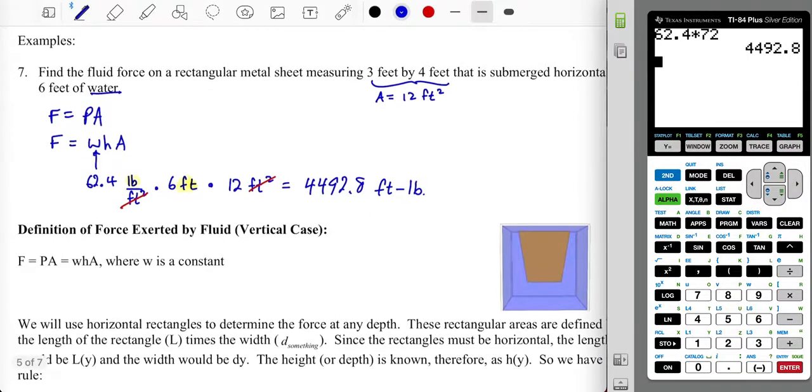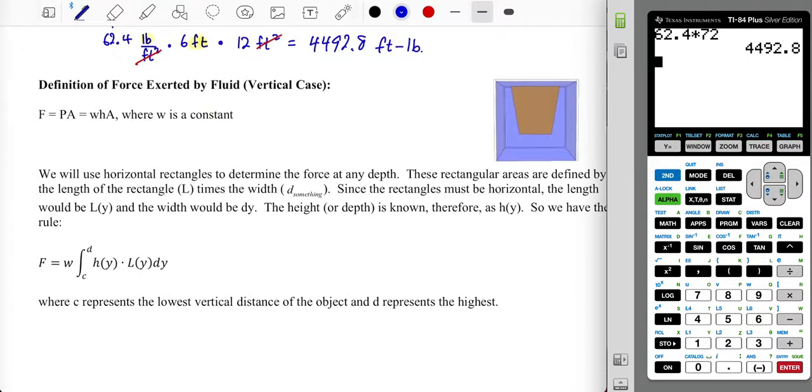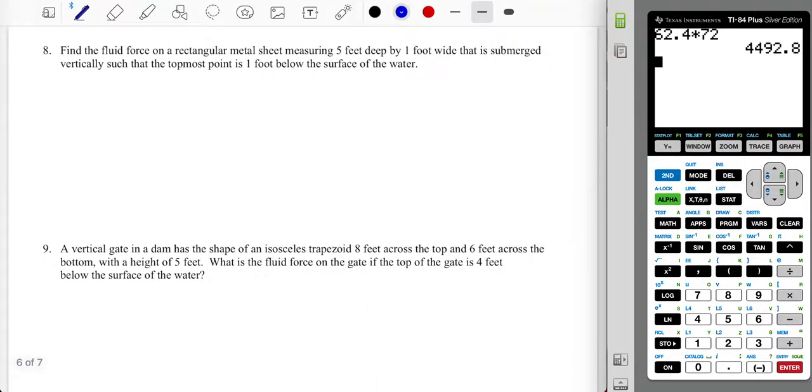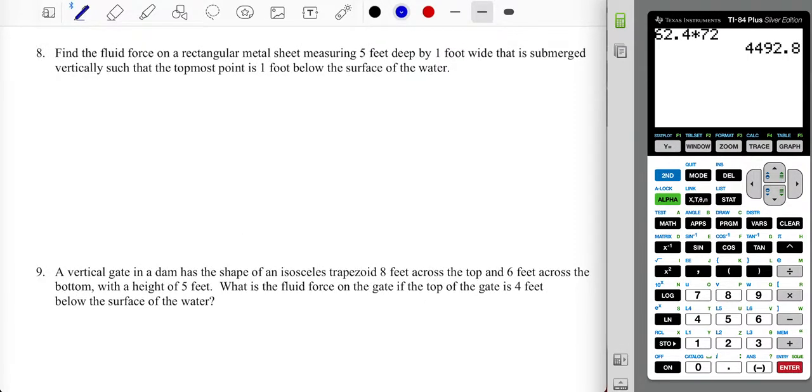Easy case. Now, if we have a situation in which the object is submerged vertically, it gets a lot more complicated. So that's what we're going to tackle now. All right. So we have the information here, but I'm going to just kind of walk you through it on the next page. So page 47. All right. So find the fluid force on a rectangular metal sheet measuring 5 feet deep by 1 foot wide that's submerged vertically such that the topmost point is 1 foot below the surface of the water.